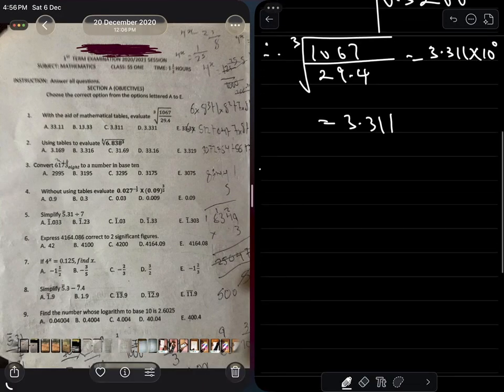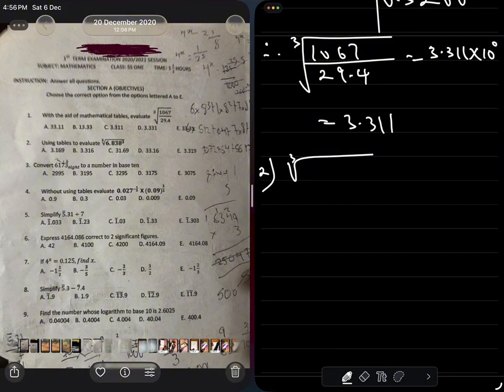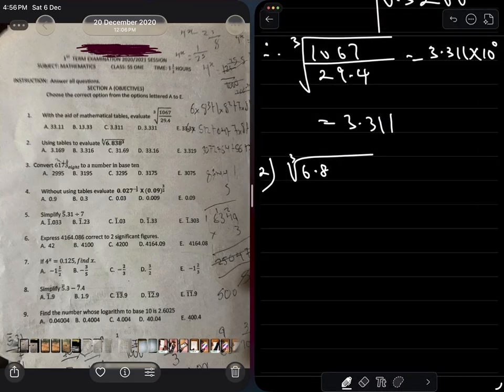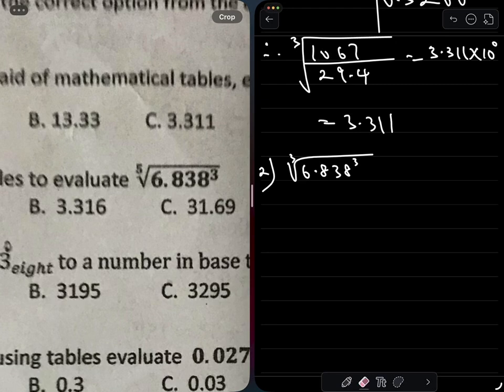Let's go to the next one, number 2. Using tables of logarithm. Use tables to evaluate the fifth root of 6.838 raised to the power 3.